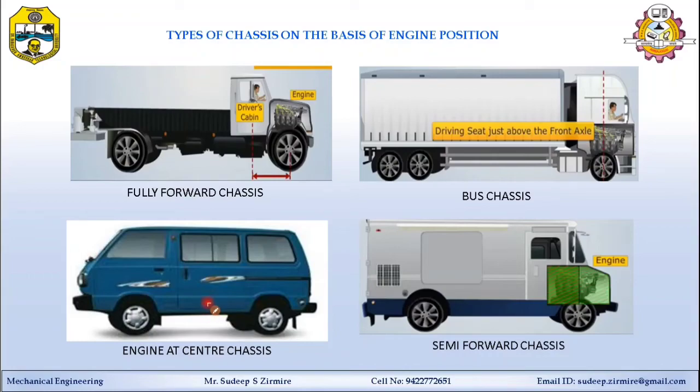And here the fourth is the engine at the center of the chassis. The best example is the Maruti Omni car, with the engine at the exact center. Below the floor you can see the engine. Here this is the position of the engine in the Omni car. So uniform distribution of weight is provided in this type of layout, and the weight is concentrated at the center of gravity of the automobile, which improves the stability of the automobile when it is in motion.